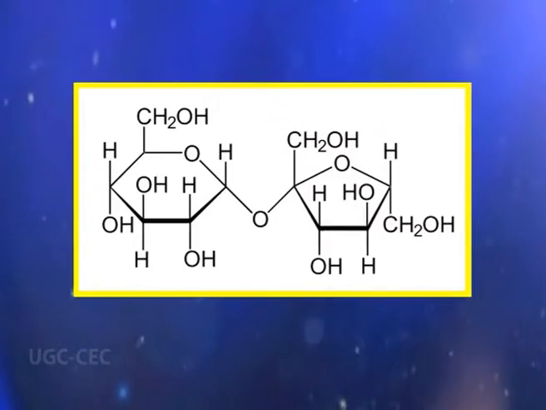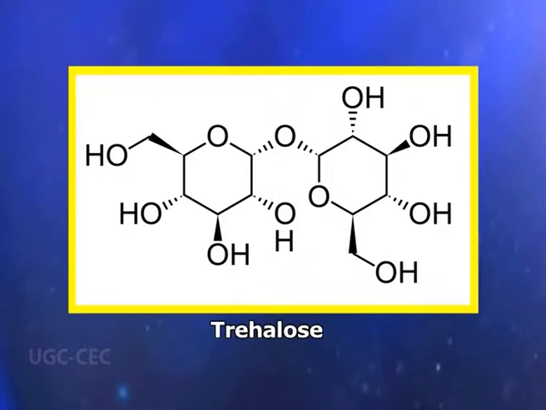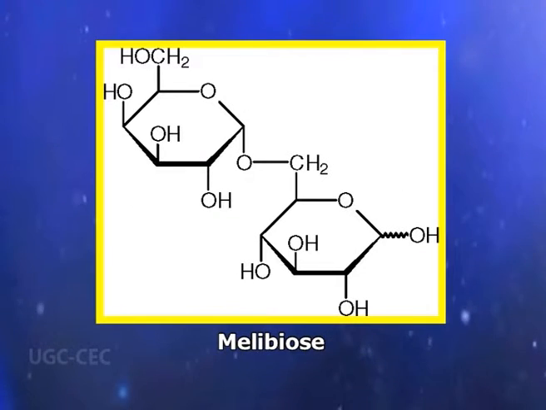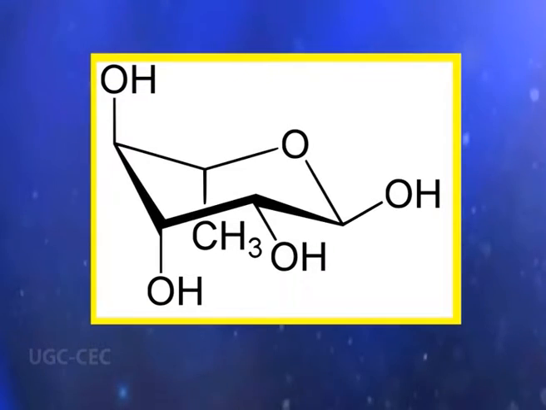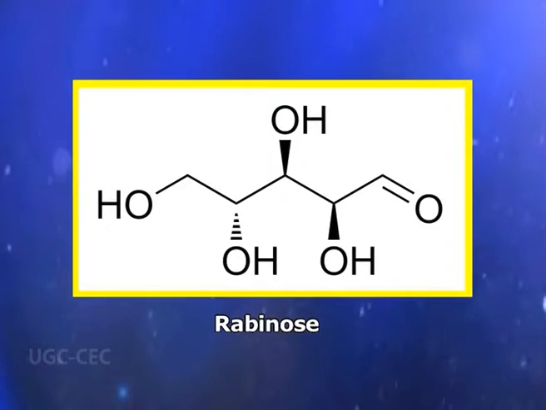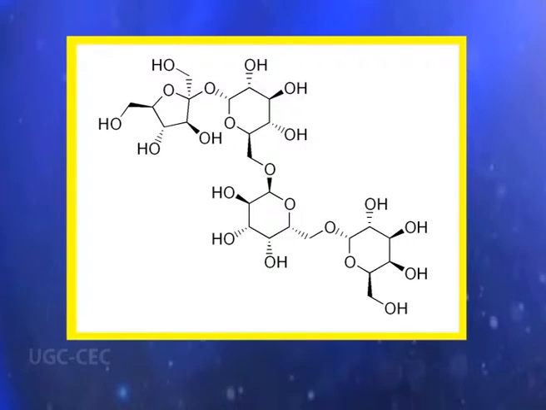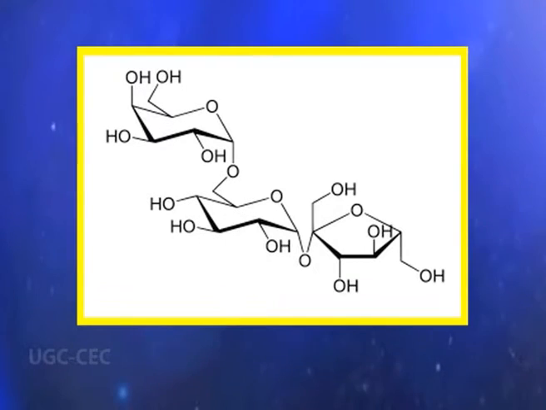A few examples are disaccharides like sucrose, lactose, maltose, cellobiose, trehalose, gentiobiose, melibiose, etc. For trisaccharides it is rhamnose, gentianose, raffinose, rabinose, melezitose, etc. And for tetrasaccharide it is stachyose, and for pentasaccharide it is verbascose, etc.